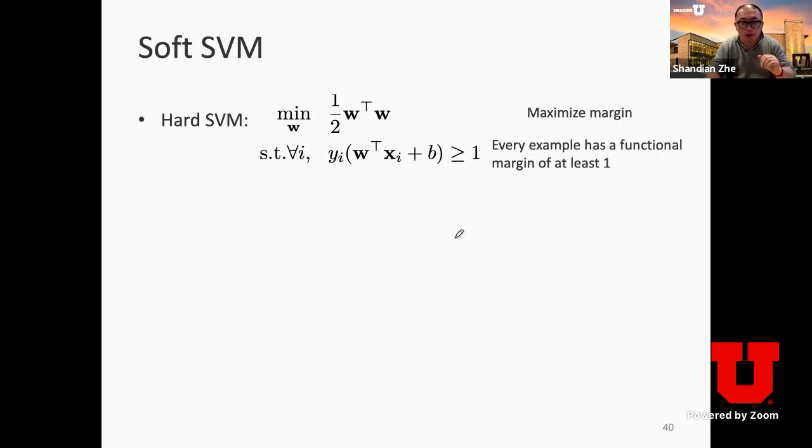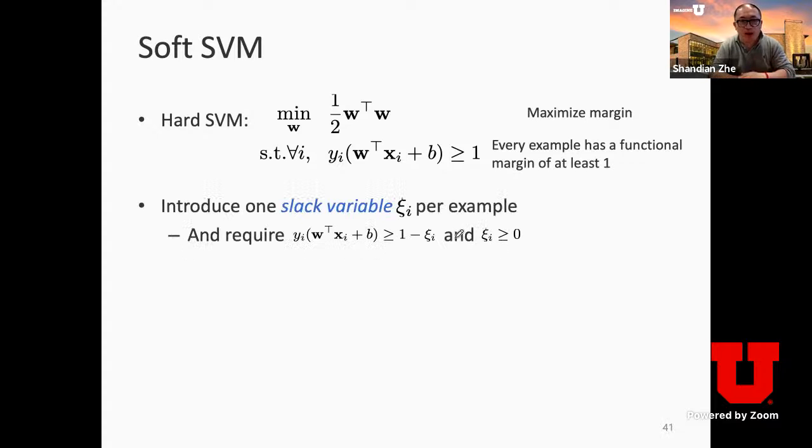This is hard SVM. Now, first step. We know that from the hard SVM constraint, we require every example to have a functional margin at least 1. Namely, this product is at least 1. Of course, if for every example this product is no less than 1, that means every example is on the margin or outside the margin, and is correctly predicted.